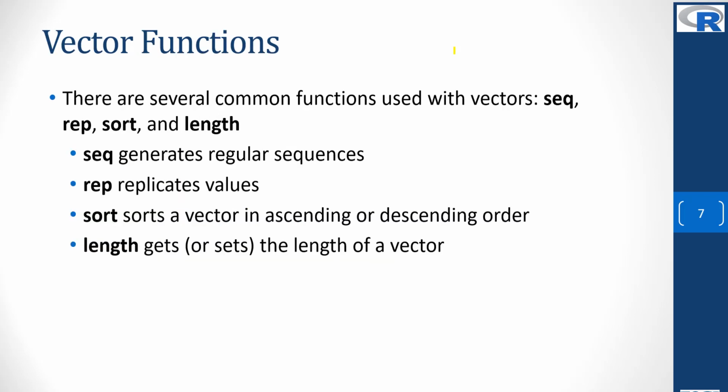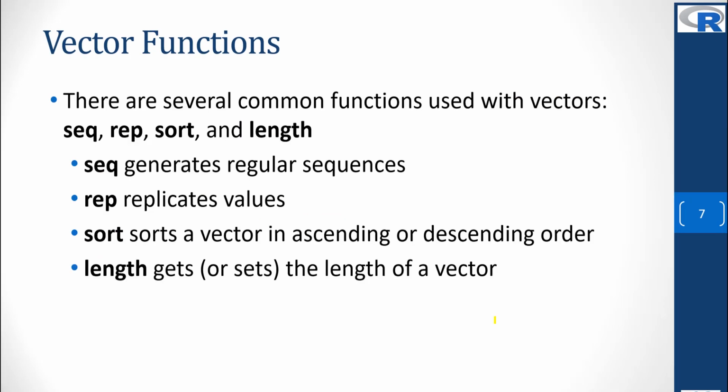Now there are a lot of functions we use with vectors. We've seen a few of them already. The is.vector is one that we've used. There are more interesting ones that we use in the context of data science though. For instance, the sequence function, the replicate function, sorting. Length we've seen already, determining the length or the number of elements in a vector. So sequence generates sequences as indicated by the name, and replicate repeats values. The sort function sorts a vector in ascending or descending order, so it should be apparent that we're going to provide some sort of argument to indicate whether it's ascending or descending. And then the length, again, we've seen already, gets or sets the length of a vector.